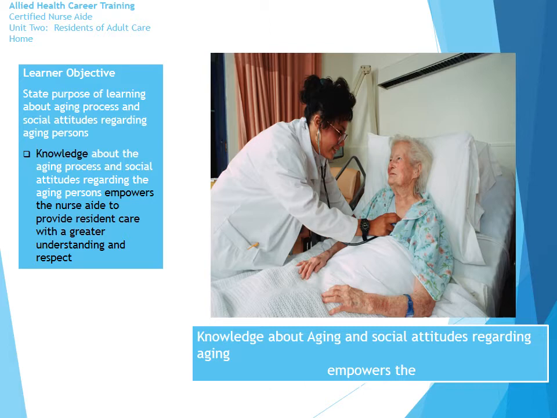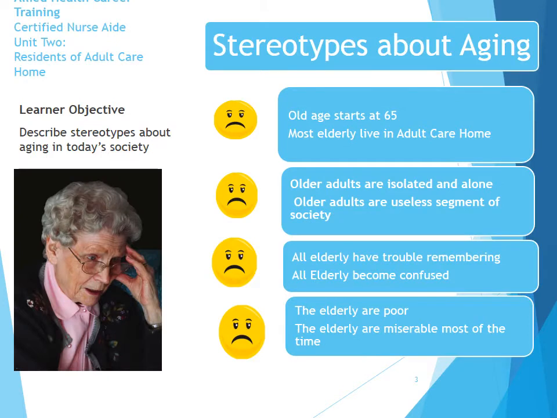Let's talk about some different stereotypes. Some different stereotypes about aging is that old age starts at 65. Not true. Some of us younger people, how many of you feel like you're already an old person by the time you get up in the morning? I know I do sometimes, and it's difficult to want to get out of bed, and sometimes your joints ache, and sometimes you feel like, man, I am just feeling like an old person today.